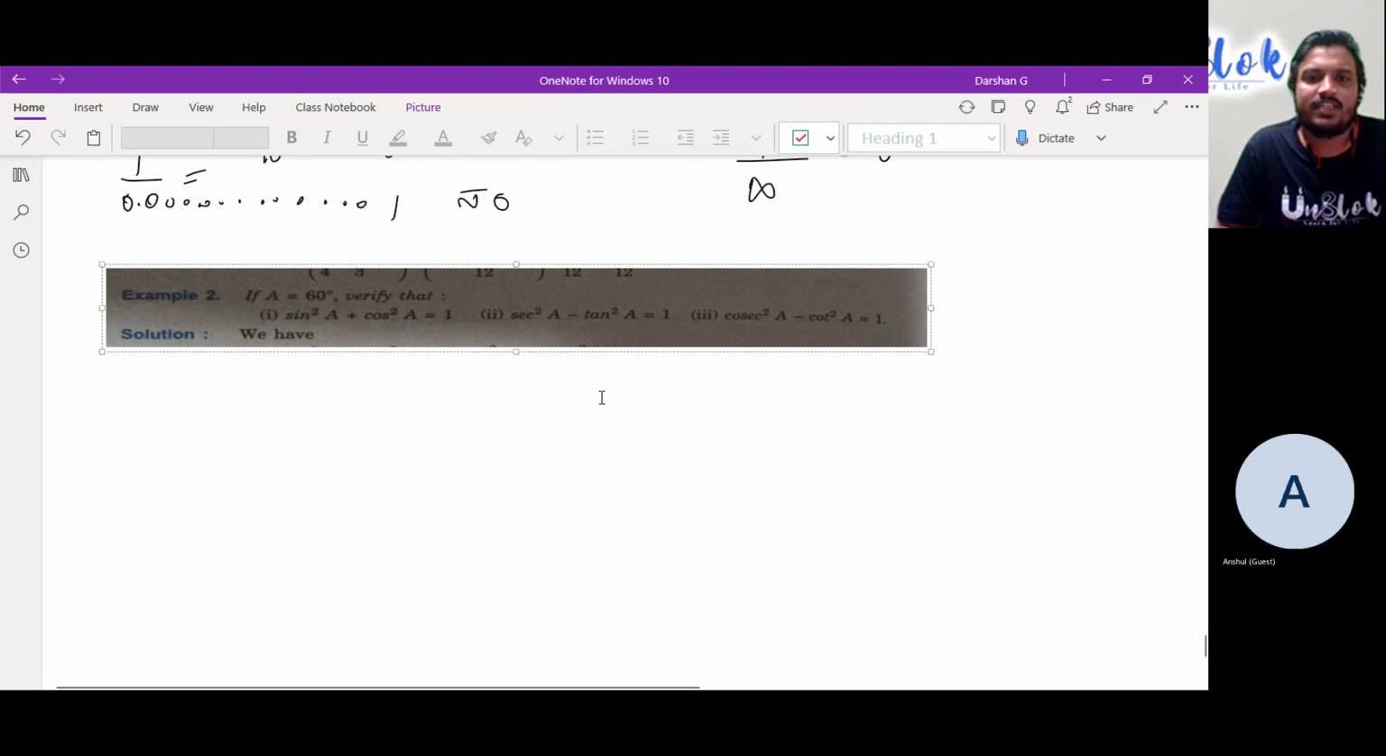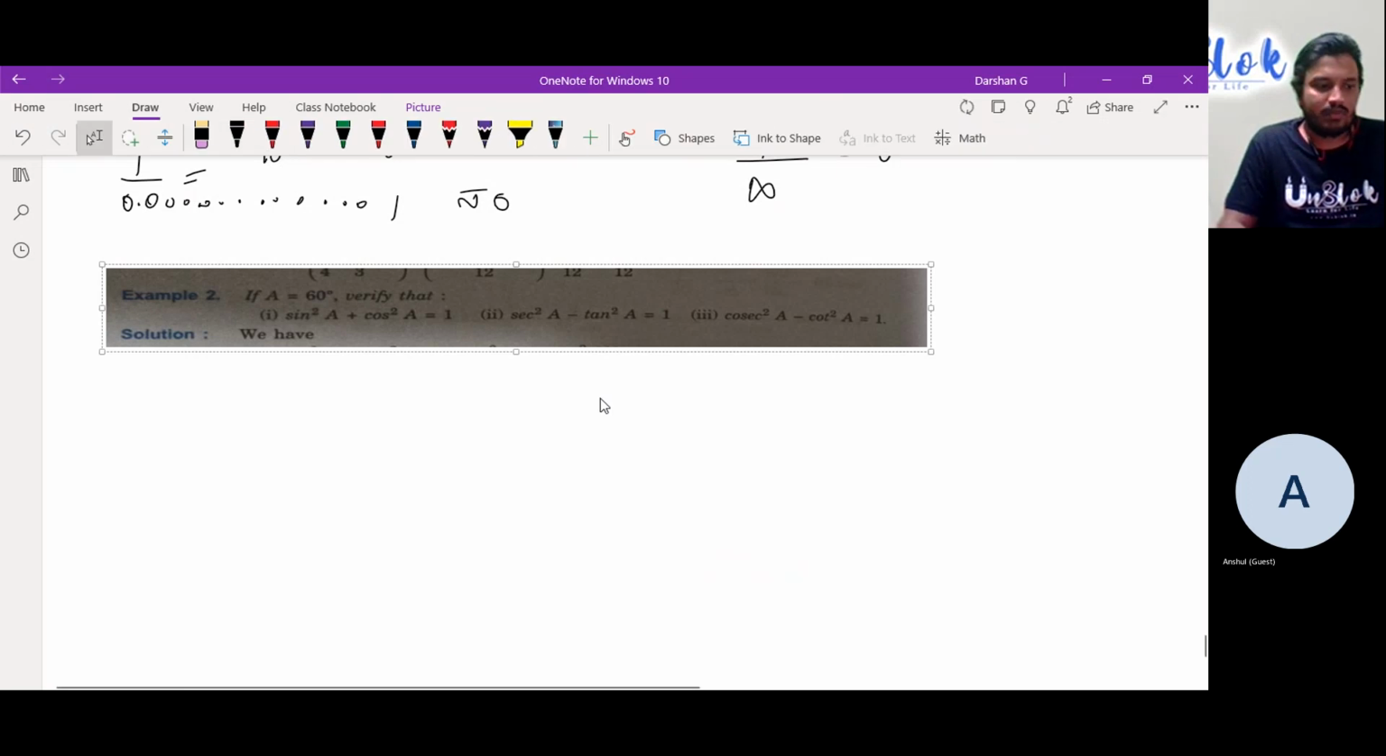A is equal to 60 degrees. Verify that sine square A plus cos square A is equal to 1. And we have other questions as well. Please start doing them one by one.